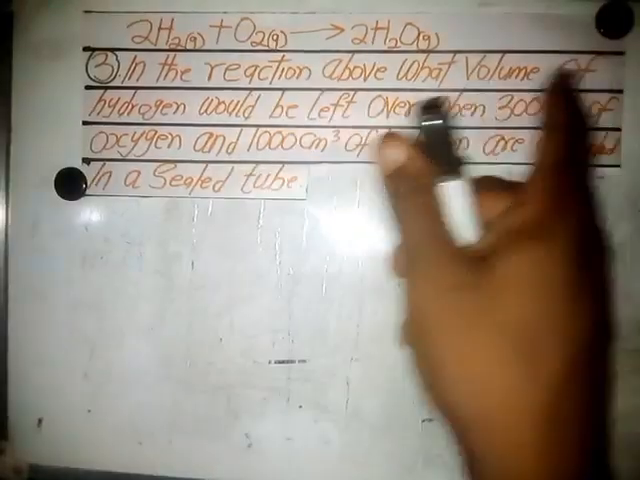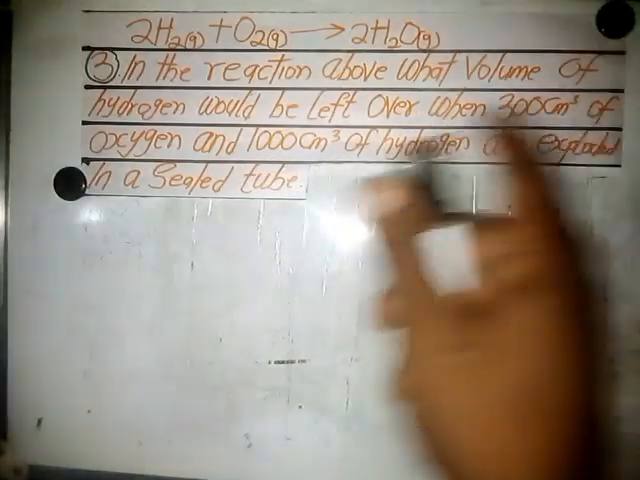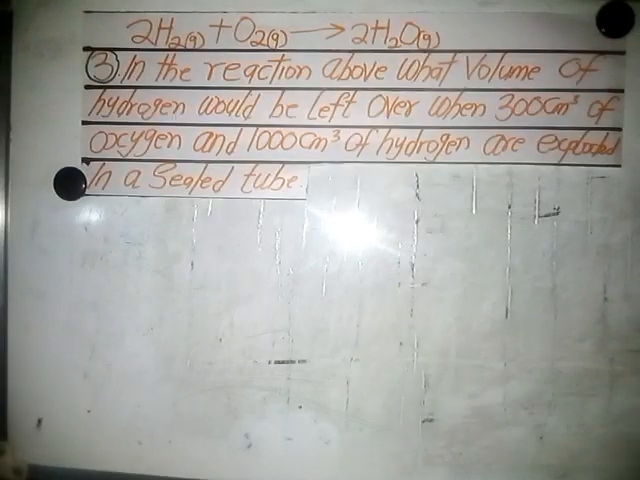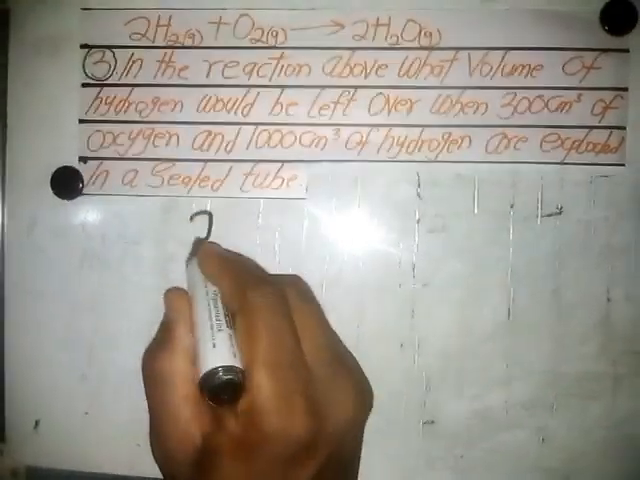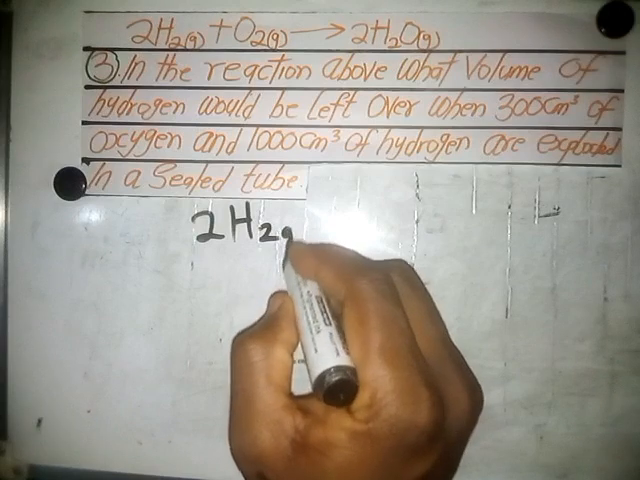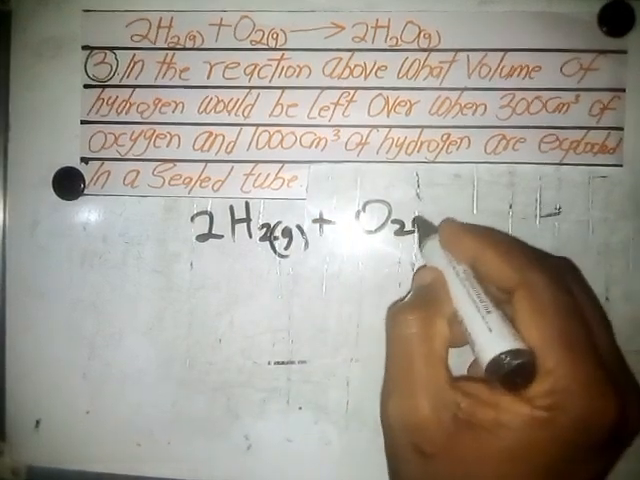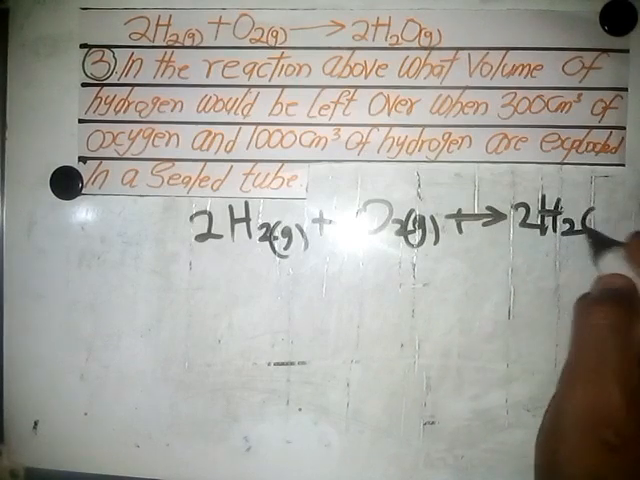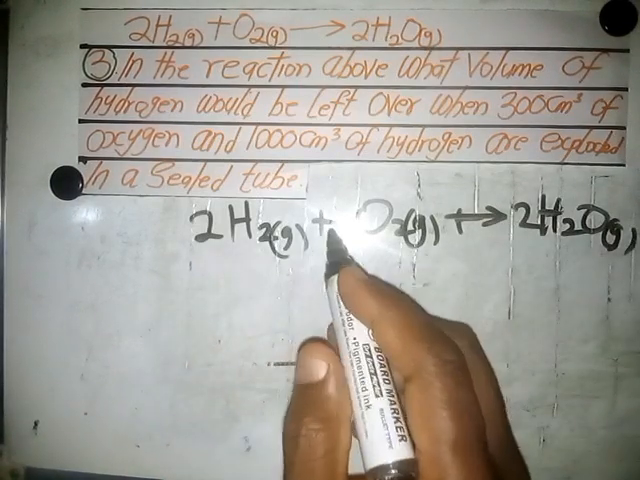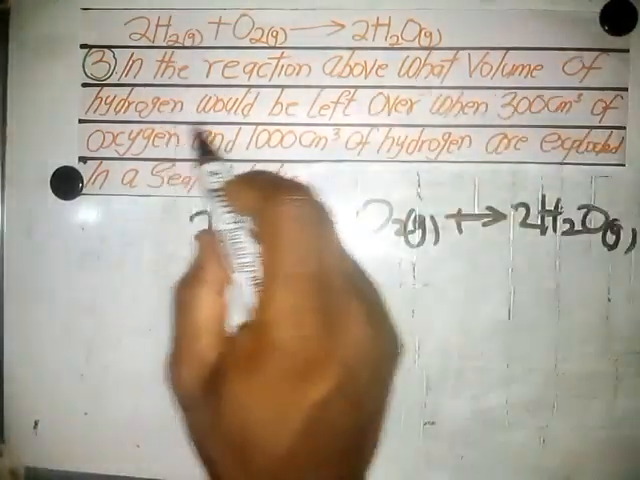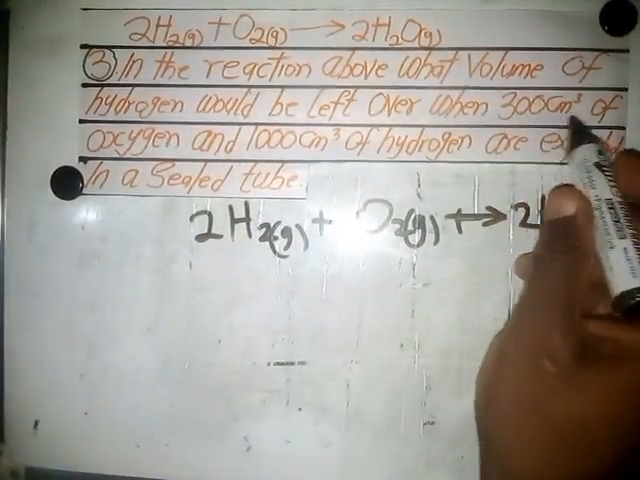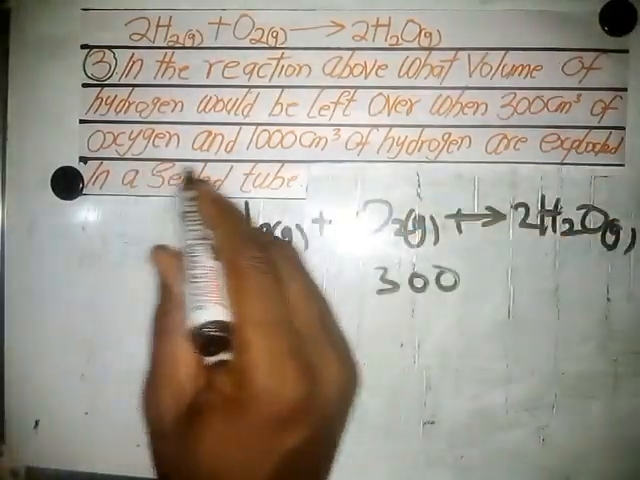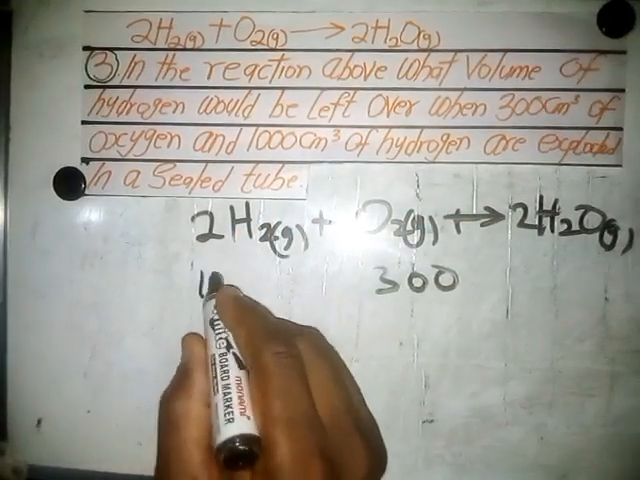Question above: what volume of hydrogen would be left over when 300 cm cube of oxygen and 1000 cm cube of hydrogen are exploded in a sealed tube? By giving the equation, I'll still put it down here: 2H2 plus O2 to give 2H2O. So we're looking for the volume of hydrogen that will be left over. So 300 cm of oxygen, 1000 of hydrogen.